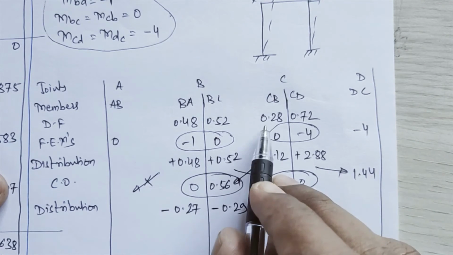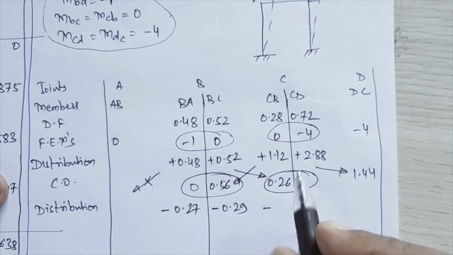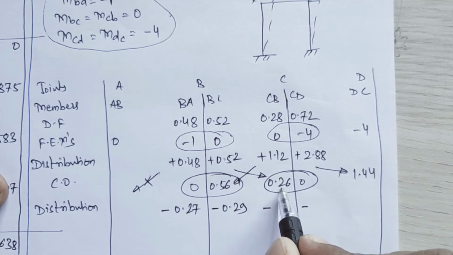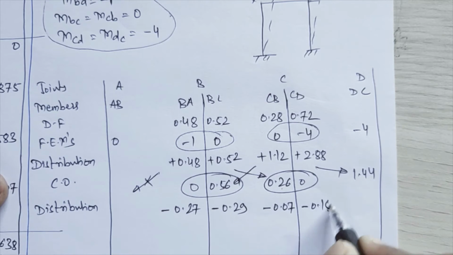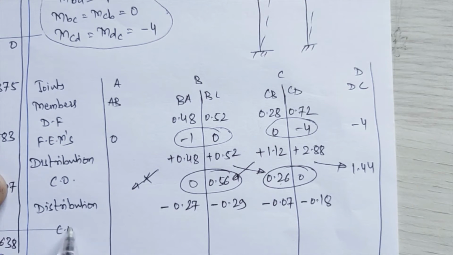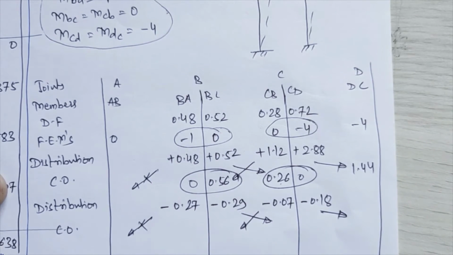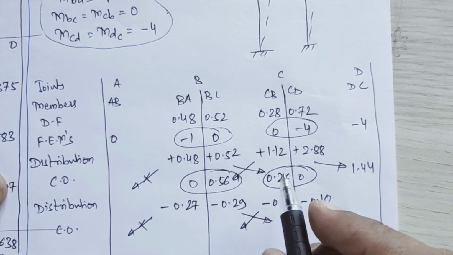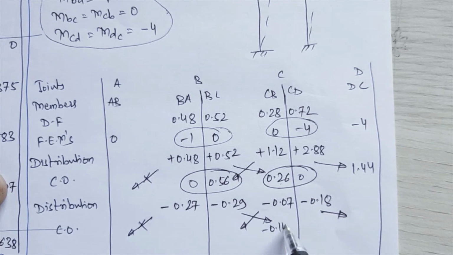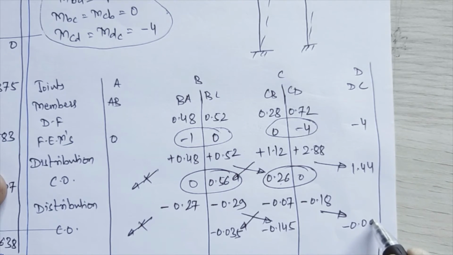Again distribution of 0.26 with the distribution factors, that will come negative because the summation is positive here. So 0.26 into 0.28 and 0.26 into 0.72, I get this as 0.07 and this I am getting as 0.18 over there. I'll do the carryover for this. This is not possible. This will get carried to CB, BC will get carried over. So half of 0.29, I get this as minus 0.145. This I am getting as minus 0.035. This I am getting as minus 0.09.